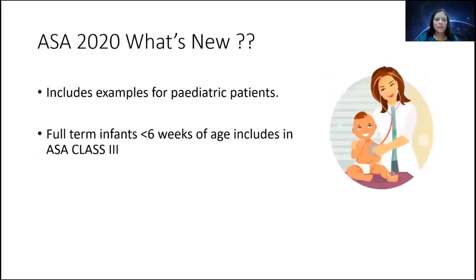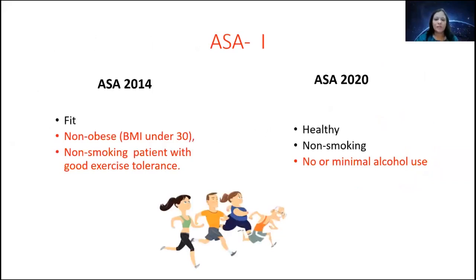And a very important thing that you should remember is that a full-term infant who comes to you who is less than 6 weeks of age is included straightaway in ASA class 3. Now, what is ASA class 1? Let's have a comparison between the ASA classification of 2014 and the ASA classification of 2020.